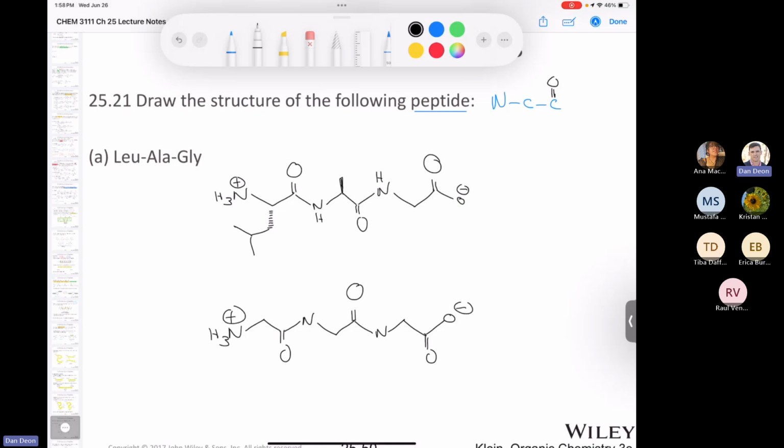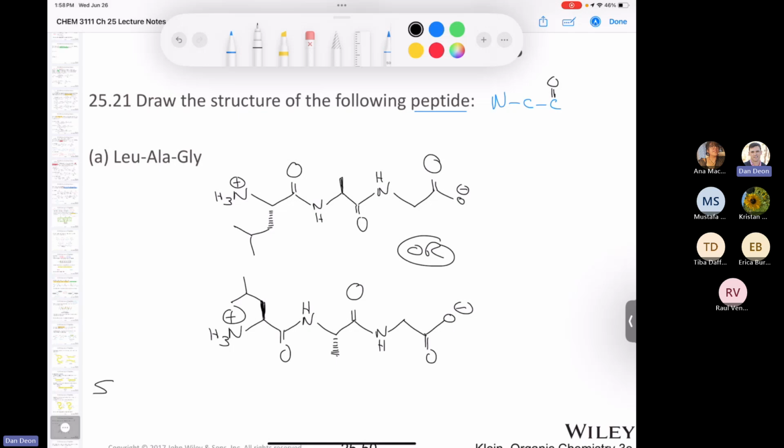Now all we do is this: if the R group is pointing up for my leucine, I'm just going to change it to a wedge. And there you have it. Put my nitrogen here. For my alanine, the R group is pointing down, so I make it a dash. Done. Put a hydrogen in here, and there you go. So either of these is fine.